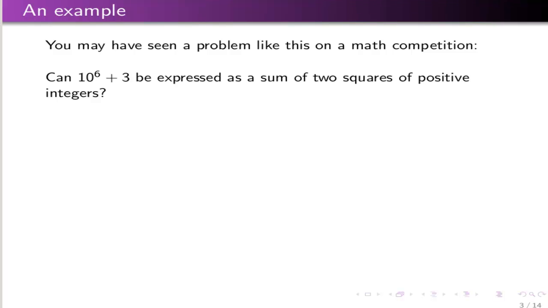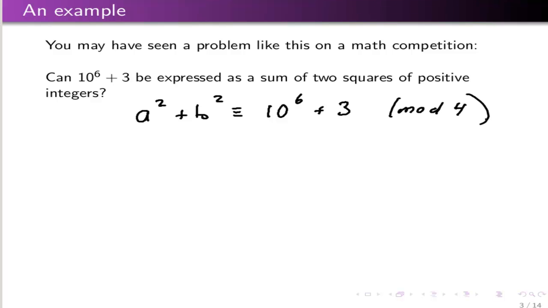So, as an example, you may have seen a problem like this on a math competition. Can the number 1,000,003 be expressed as a sum of two squares of positive integers? Now that looks like it could be a very difficult question if you're just going to try to find two numbers that would add up to this. But with experience, we know to think about these questions mod an appropriate modulus. So in this case, let's think about it mod 4. Suppose that we had a squared plus b squared congruent to 10 to the 6th plus 3 mod 4.